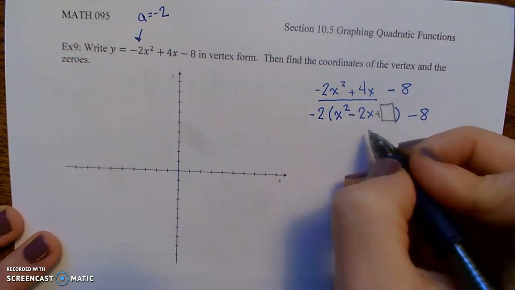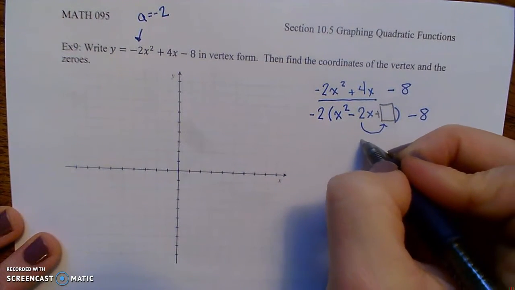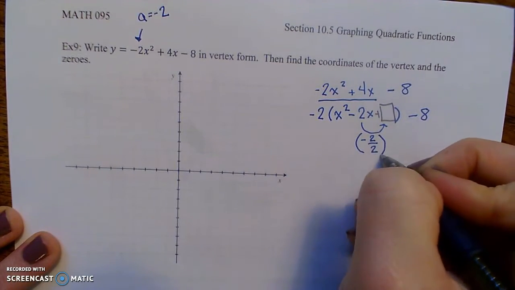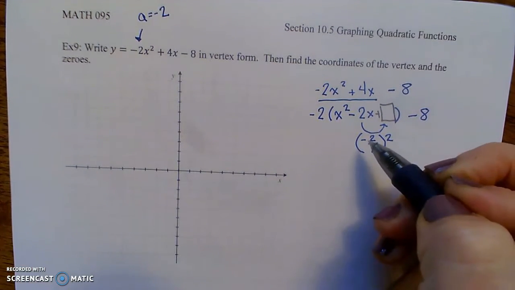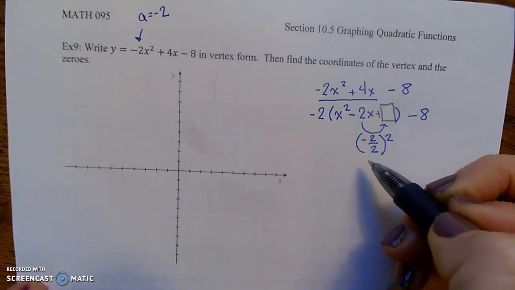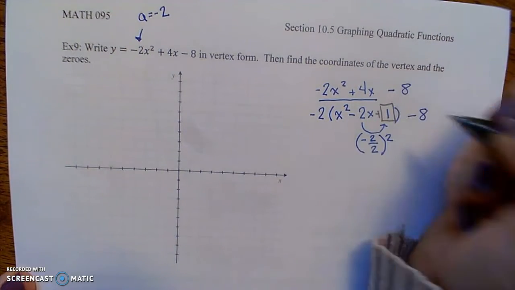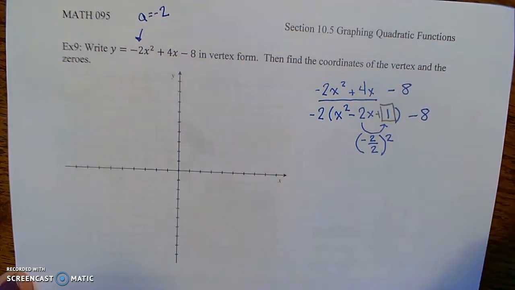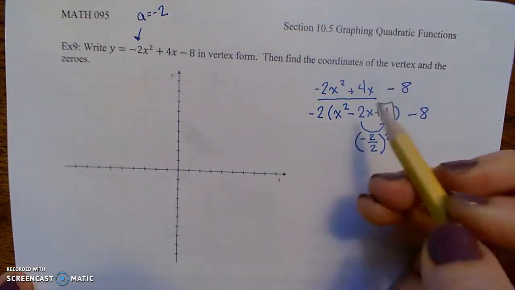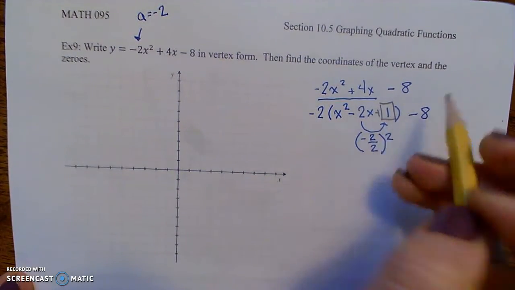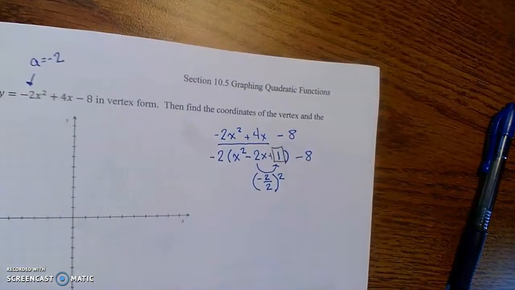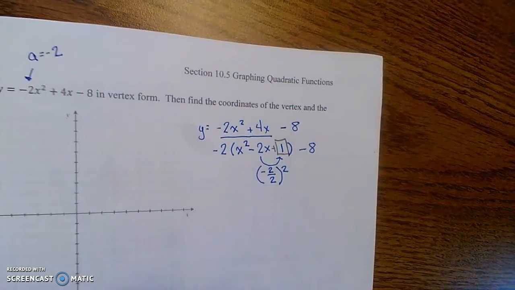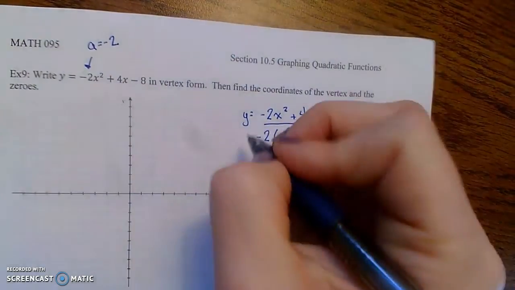What number am I adding in? It'll be the middle term divided by 2 and then squared. So -2 divided by 2 is -1. Square it, we get a +1. Okay, now I'm not going to subtract off 1 here. Instead, what I'm going to do is notice that I didn't just add 1 into my equation. Sorry, excuse me. This was y equals -2x squared plus 4x minus 8.